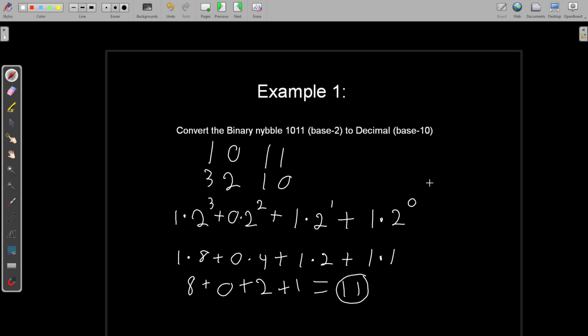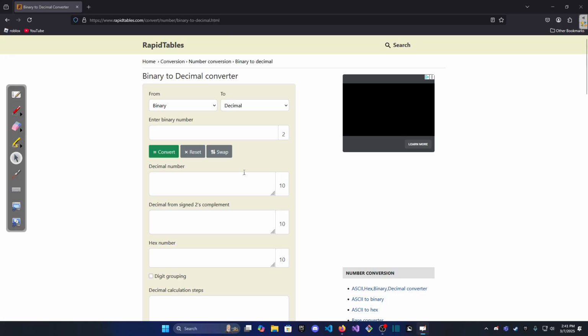Now, if you want, there are some online tools you can use to check your answer. If you have a programmer's calculator, you can also check your answer there as well. But let's go to my desktop real quick and come to rapidtables.com. This is probably my favorite website for just quickly checking my answers like that.